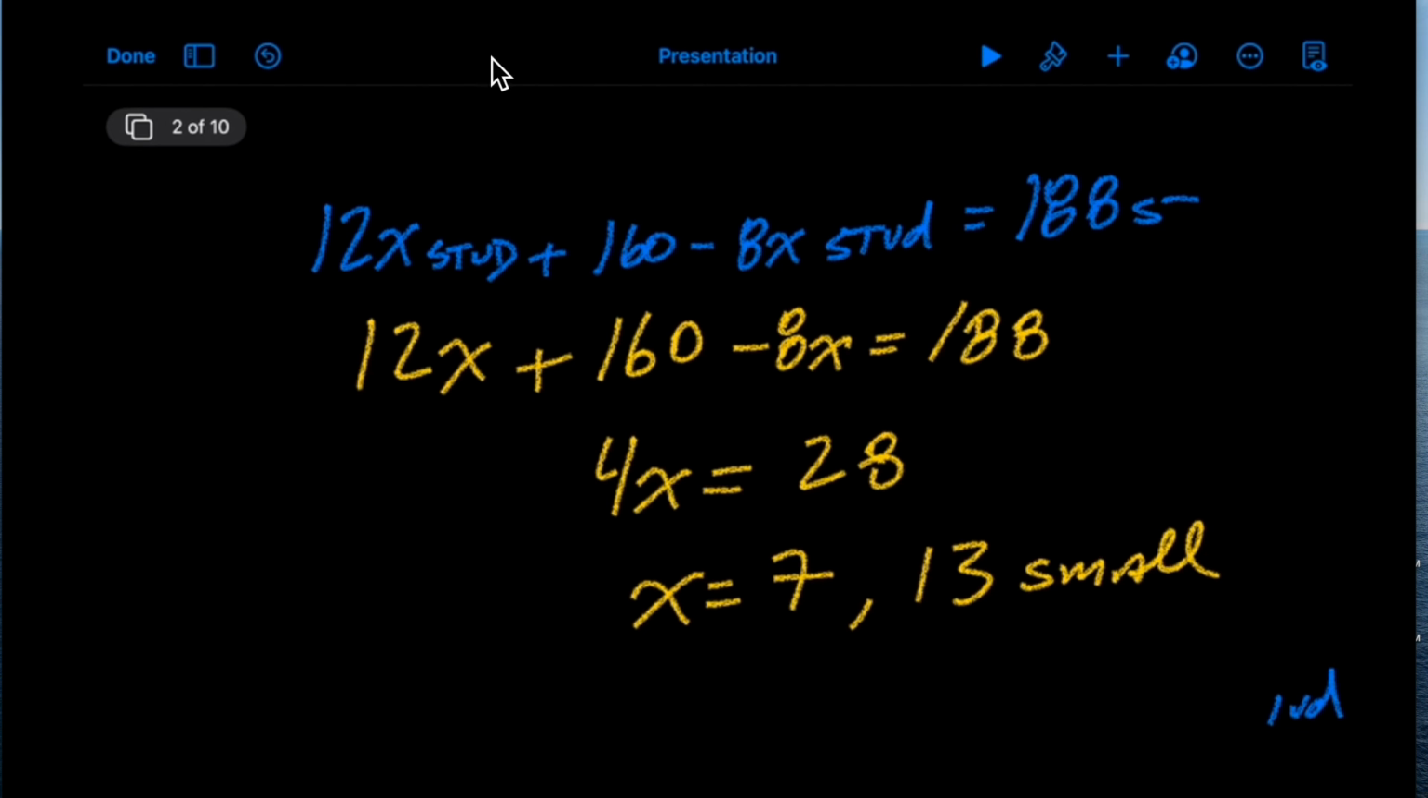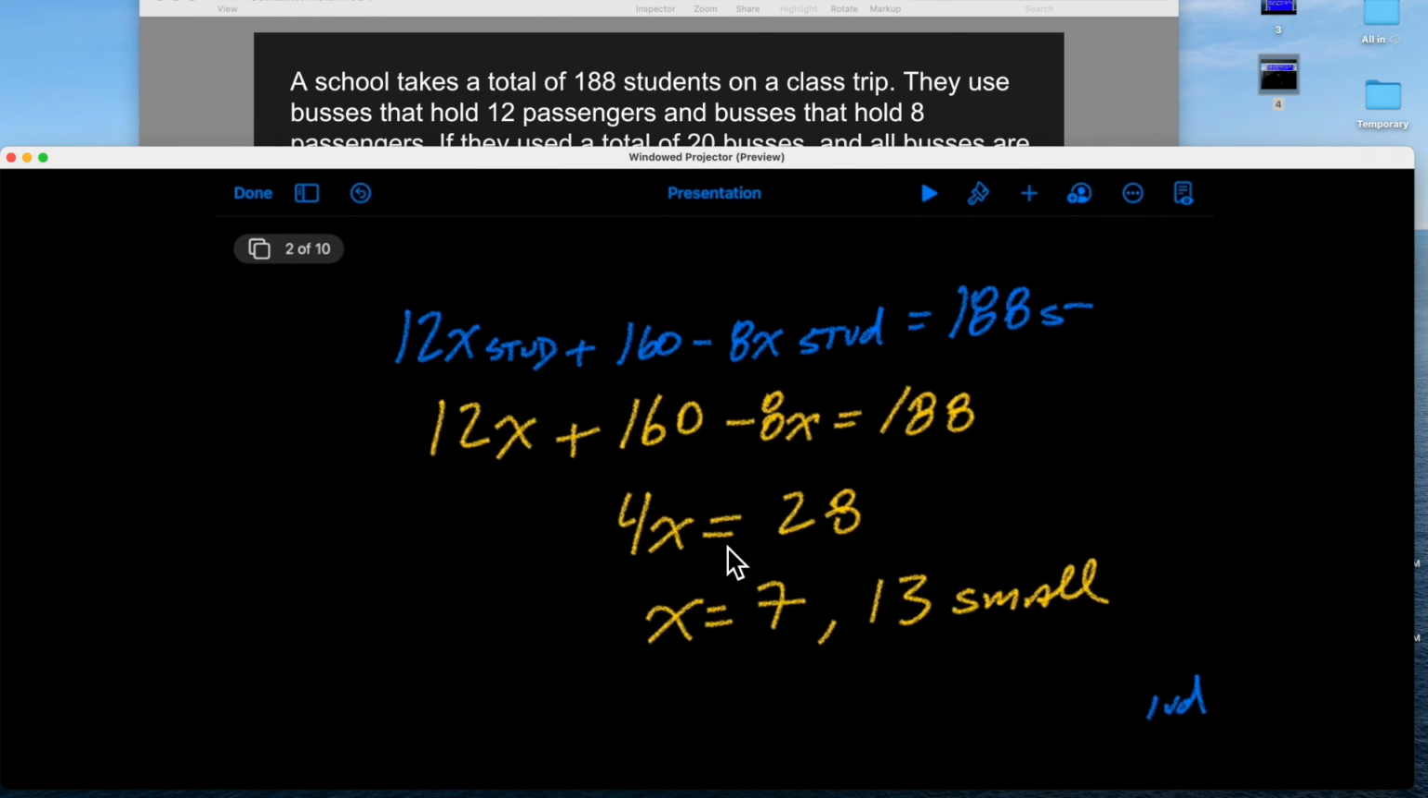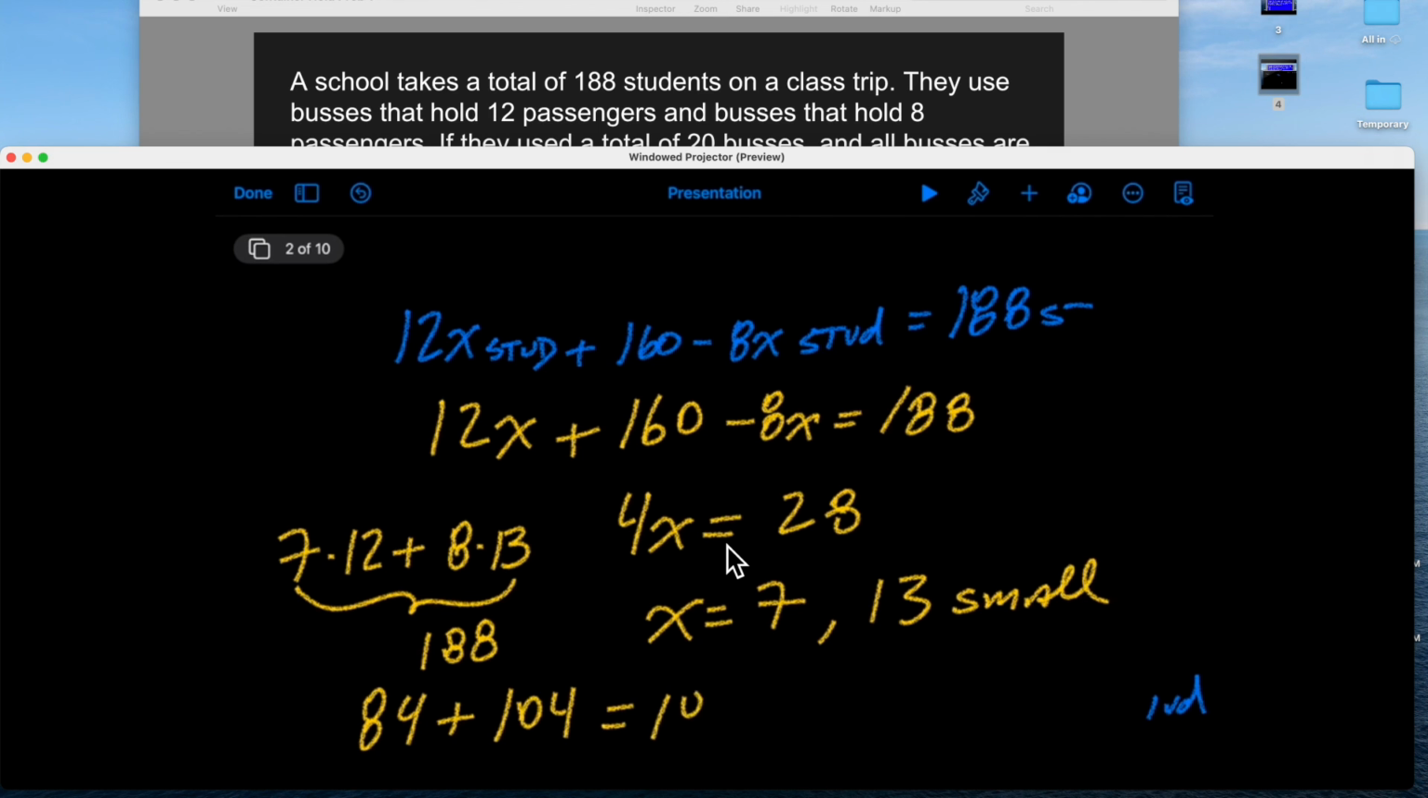So let's double check our work. 12 passengers times 7 large buses, plus 13 small times 8 passengers, should give us 188. 7 times 12 is 70 plus 14, or 84. 8 times 13 is 80 plus 24, or 104, and that does indeed equal 188.